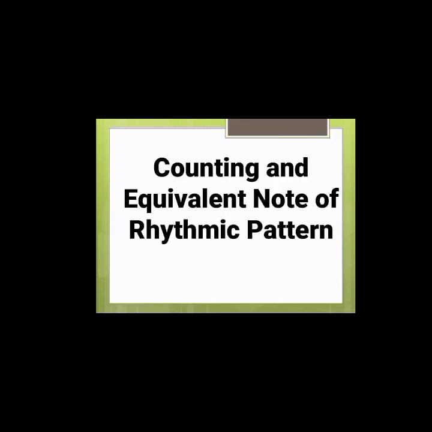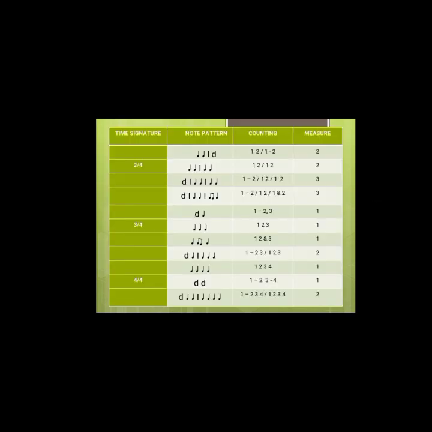Counting and equivalent notes of rhythmic patterns. 2/4 time signature. Note pattern. Measure 1: quarter note, half note, counting 1, 2, 1, 2. Measure 2: two quarter notes, two quarter notes, counting 1, 2, 1, 2. Measure 2: half note, two quarter notes, two quarter notes, counting 1, 2, 1, 2, 1, 2.